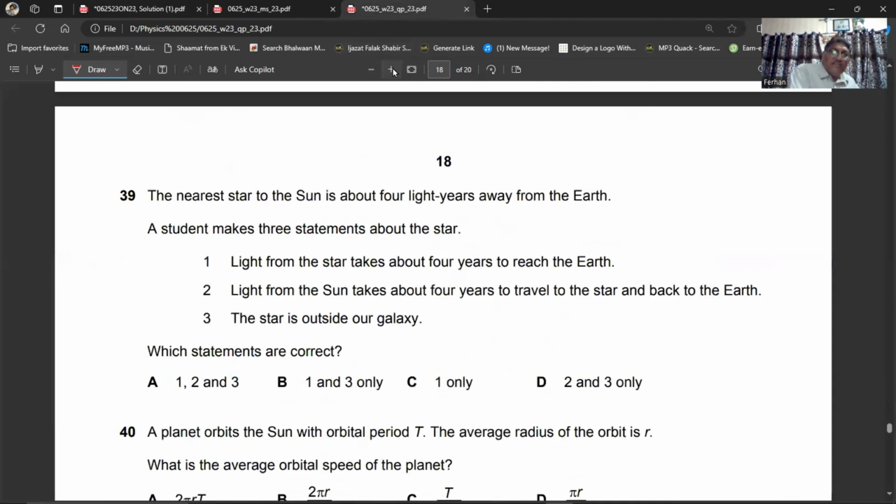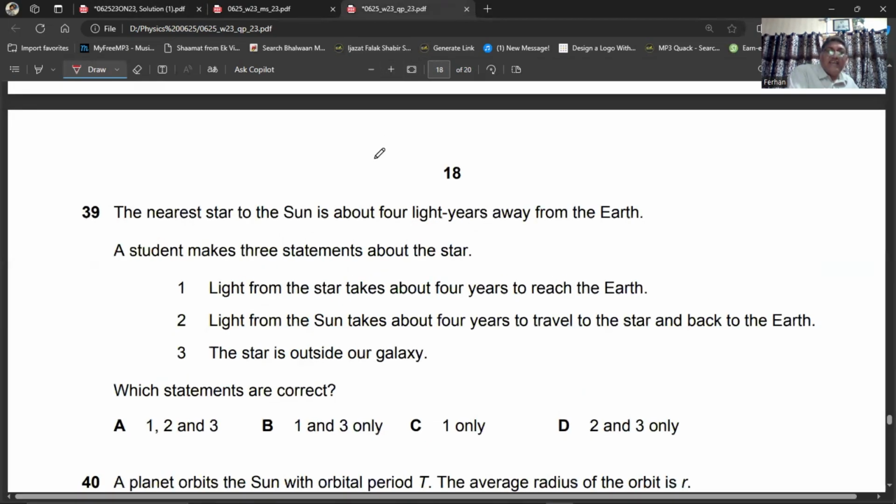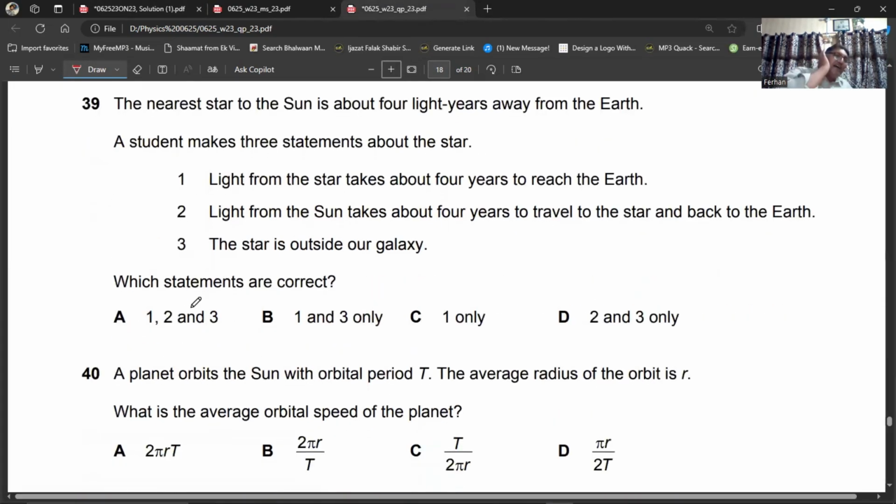Okay, so we are on question number 39. It says the nearest star to the Sun is about 4 light years away from Earth. Okay. From Earth, it is 4 light years away. A student makes 3 statements about the star. Light from the star takes about 4 years to reach the Earth. This is right. That is the meaning of this sentence.